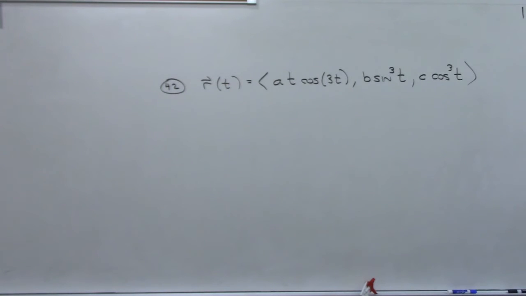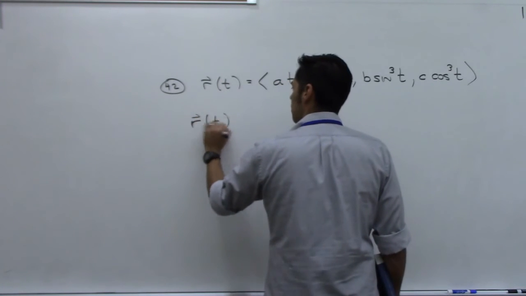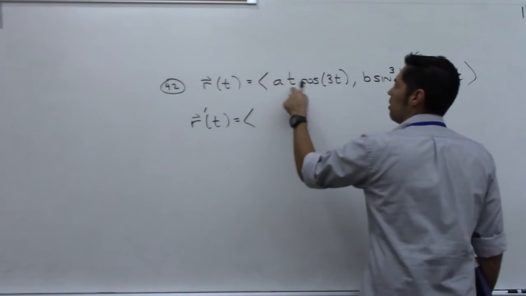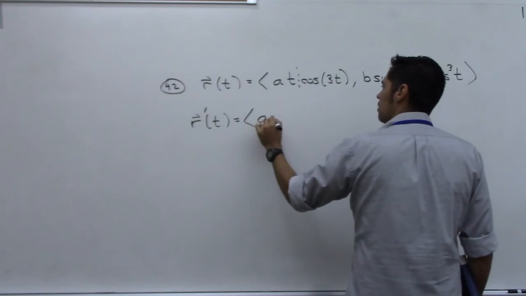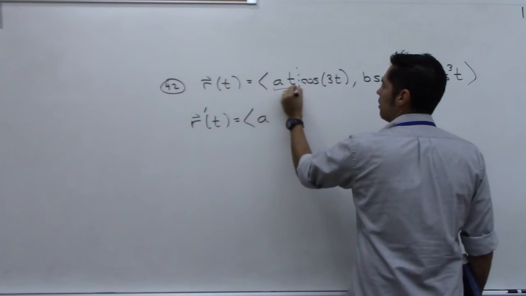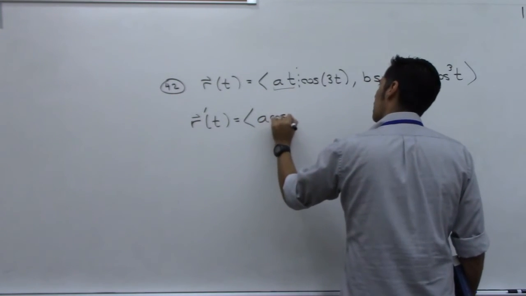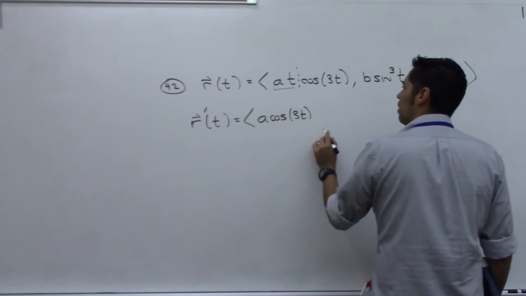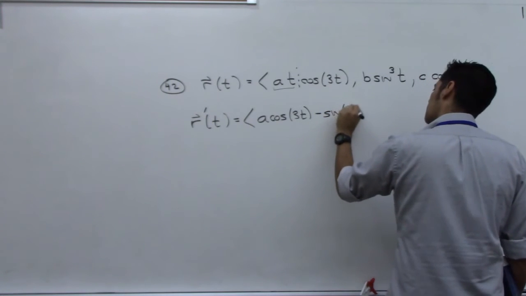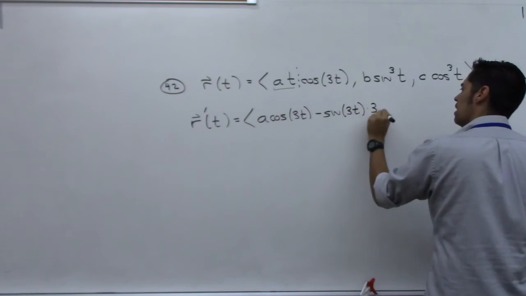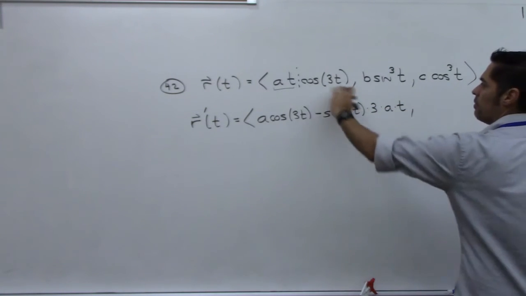All right, so a, b, and c here are constants. We don't know what they are. So just treat them like constants when you take the derivative. So just come along for the ride. A, and then now let's do product rule here. So, well, you know what, I'll treat these together. So what's derivative of that? It's a times this one, cosine 3t, plus the derivative of this one, which is negative sine of 3t, times derivative of what's inside, 3, times the a t. Okay, so that's the derivative of the first component.